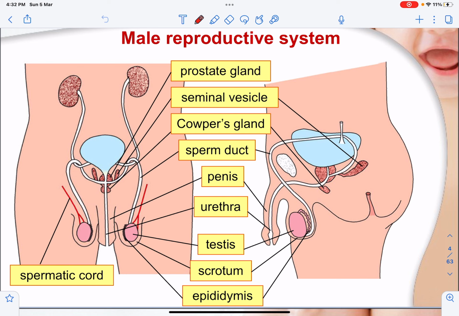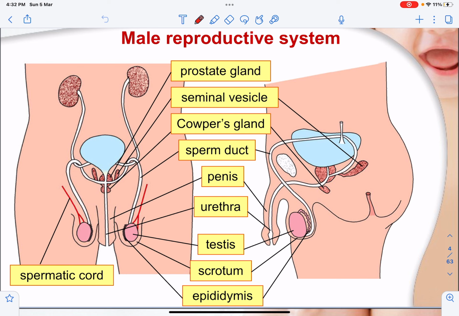So number one, we look at the prostate gland, then we have the seminal vesicles, and we have the Cowper's gland. The sperm duct is basically this duct that allows the passageway for the sperm to travel. The sperm is generally produced in your testes. Then of course you have your penis and urethra. Do take note, it's urethra and not ureter. They are two separate items.